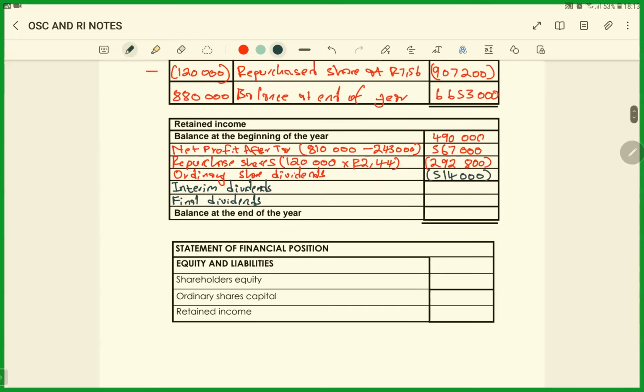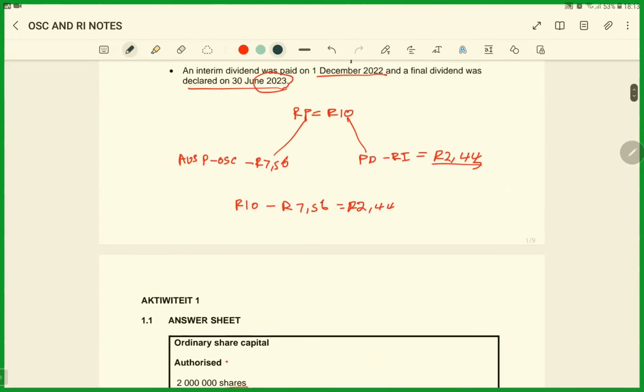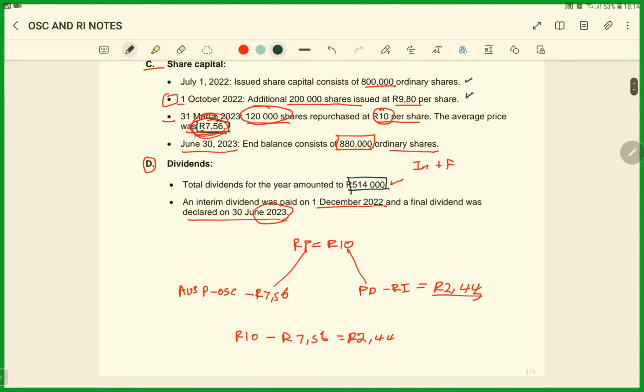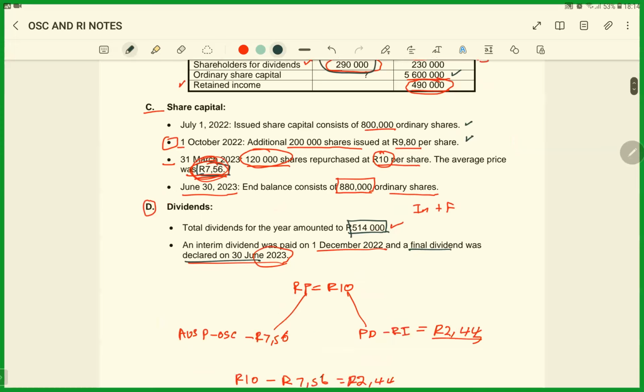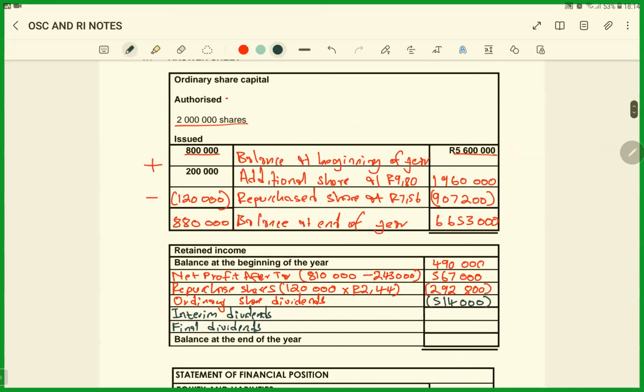Now, earlier on we were told that interim dividends are being paid. However, we do not know the exact amount of those dividends. But we also know that a final dividend was declared. If you remember last time, I told you that if you see shares for dividends, you should see the final dividends for this year. This means that the share dividend of 2023 serves as the final dividend for 2023. So I'll come back to my retained income and say final dividends, it's 230,000.